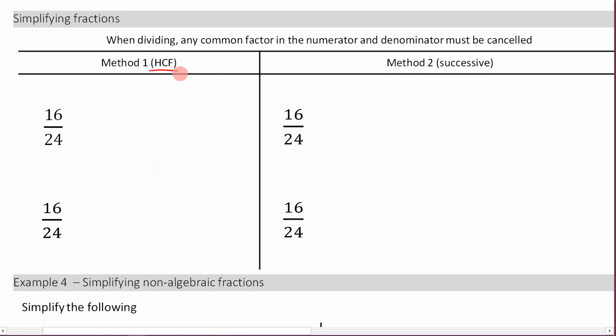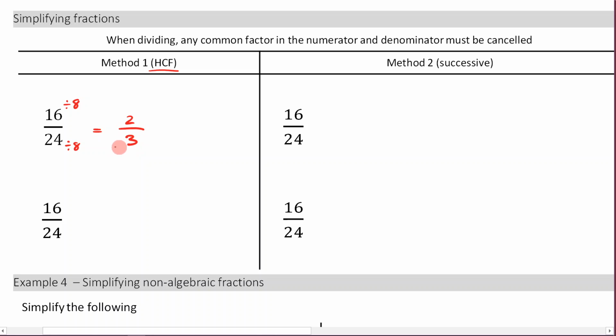The first way I call the highest common factor method, and that is when we divide the numerator and the denominator by the highest common factor. So in this case, 16 and 24, that would be 8. So I divide both of these by 8. 16 divided by 8 is 2. 24 divided by 8 is 3. So my answer is 2/3.